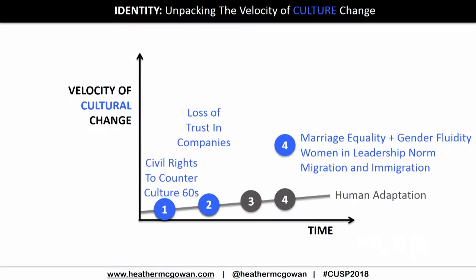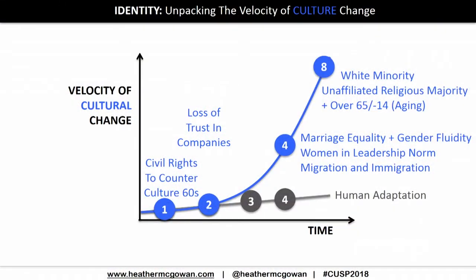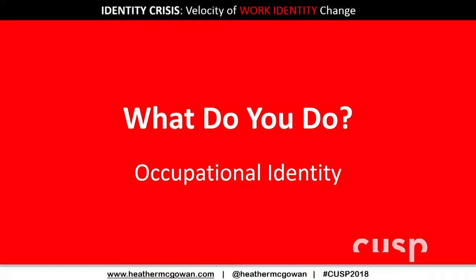Now we're at a point where we've got marriage equality and gender fluidity. We're having some backlash. We have more women in leadership roles. We have lots of migration within countries as well as immigration. And we're going towards a white minority, unaffiliated in religious plurality, and more people are 65 than under 14. This is a big change in the context if I define myself by the people around me, or if that's so important to me. So let's look at what do you do.